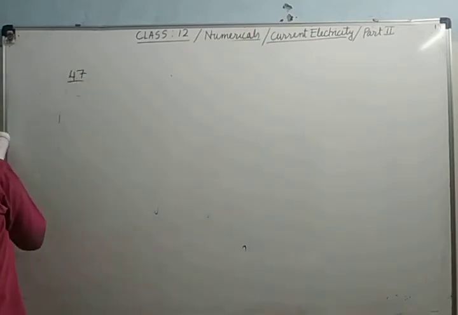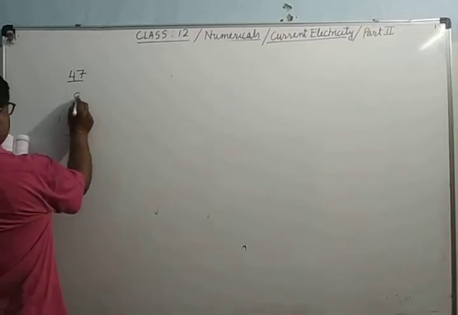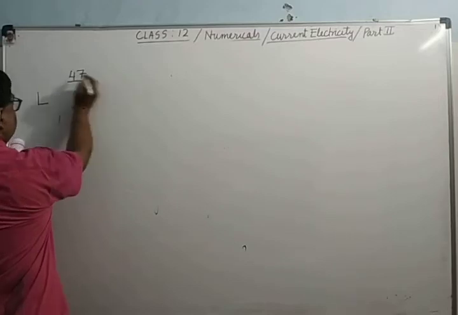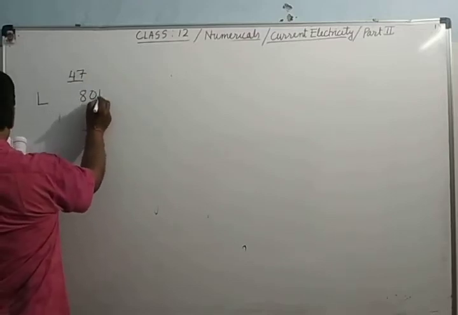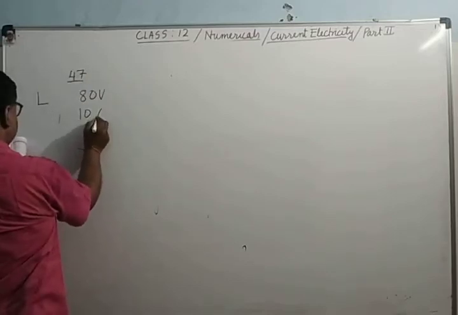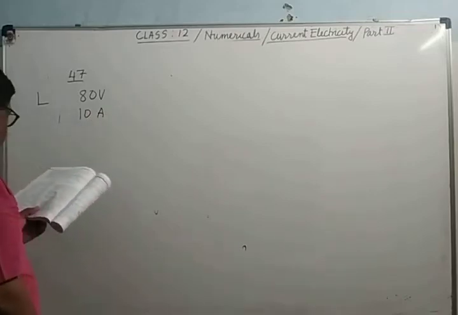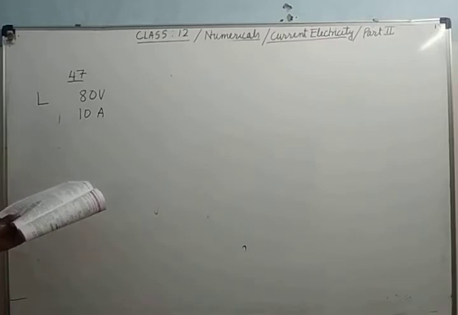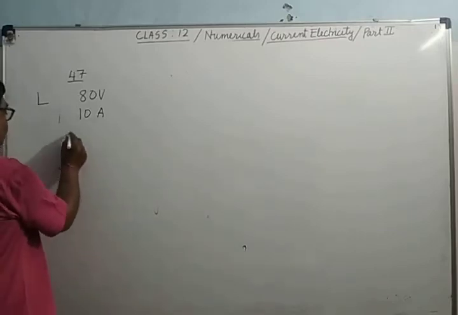An arc lamp operated at 80 volt takes 10 ampere current. How much resistance should be connected in series with the lamp to use it at 240 volt?